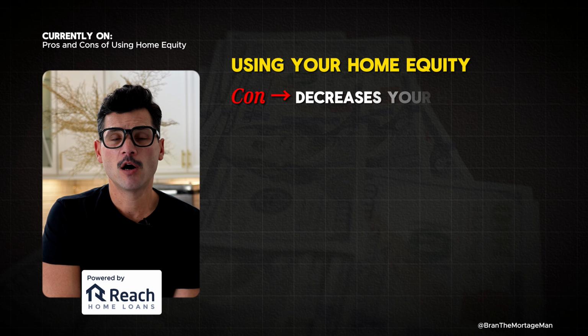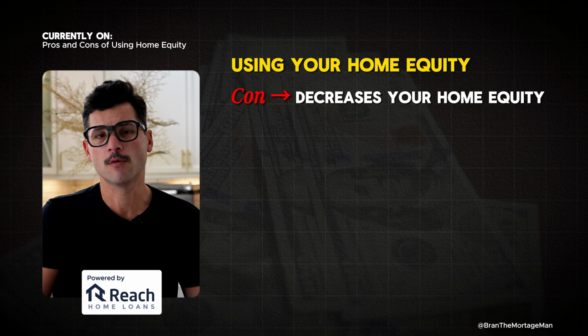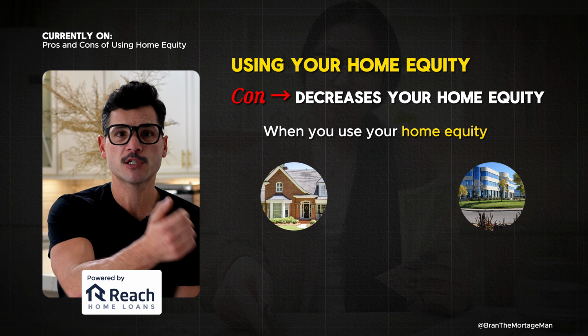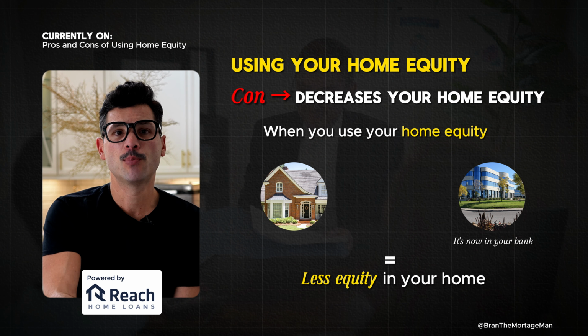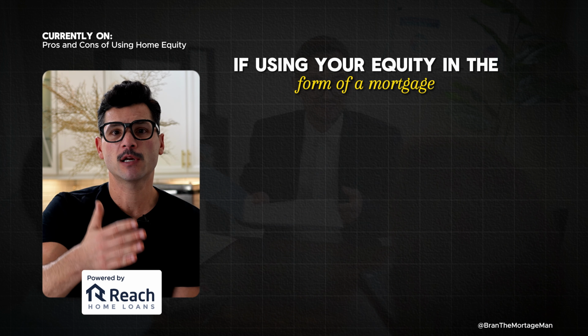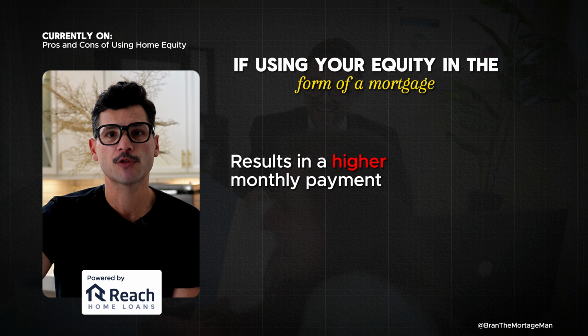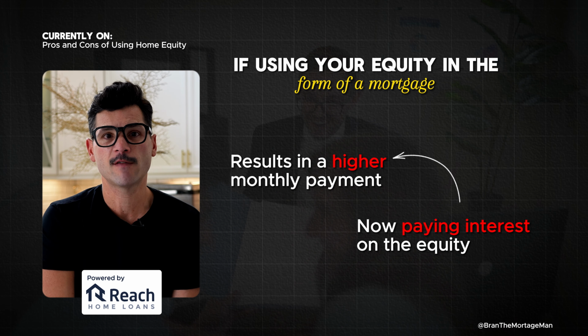The cons of utilizing your home's equity is, well, it decreases the amount of equity you have in your home naturally, right? If it's no longer in your home because you pulled it out and now it's in your bank, well, you have less equity in your home. And if you pulled it out in the form of a mortgage of some type, whether it's an equity loan, an equity line, or just pulling cash out with a cash out refinance, and I'll talk about the details of each, well, now you have a higher monthly payment because you're paying interest on that equity that you previously didn't have pulled out of your property.